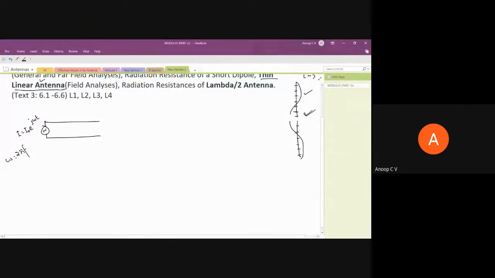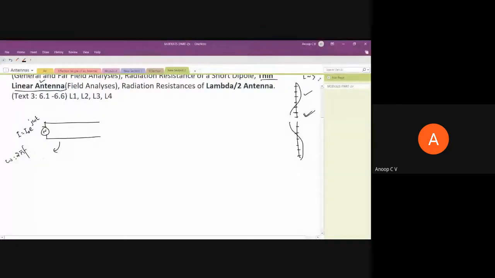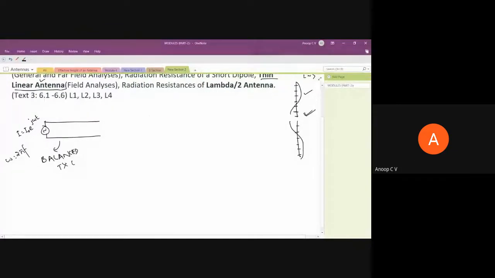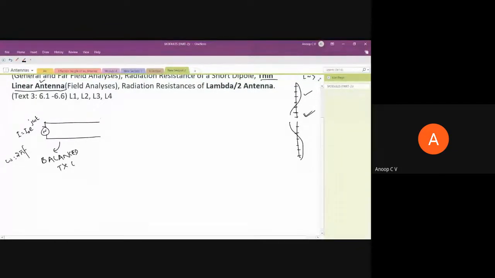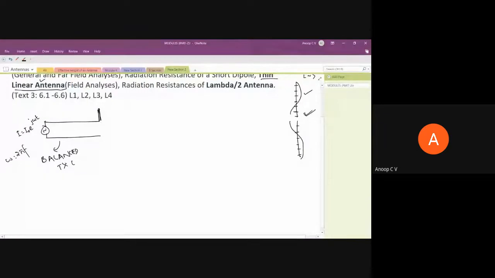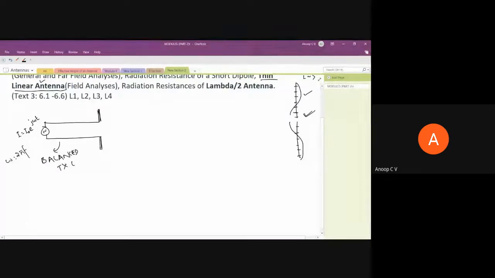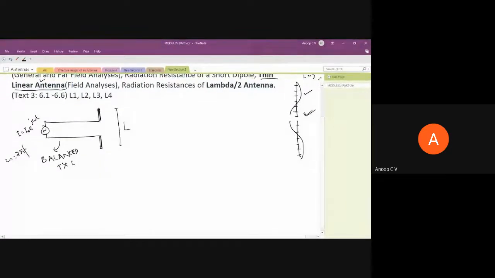This transmission line is a balanced transmission line, right? And if this transmission line is opened up to form a structure like this, the length will be L, and you can see it has a very small, negligible thickness. That thickness is D. So this is called a dipole antenna.